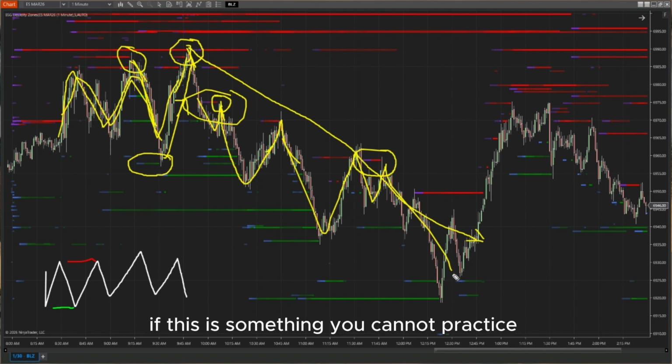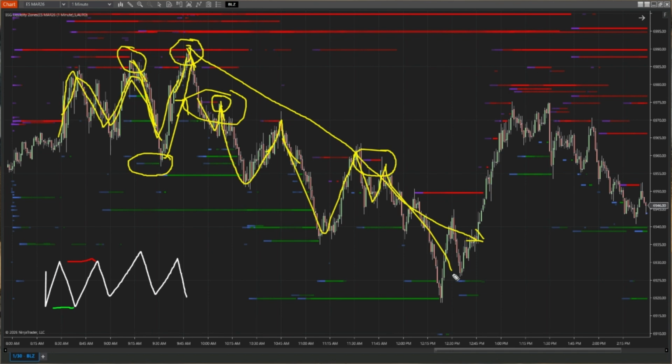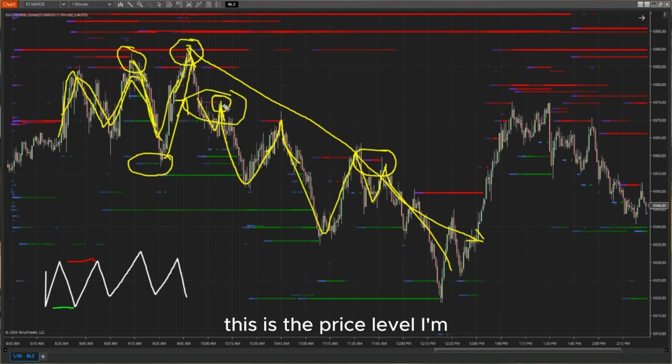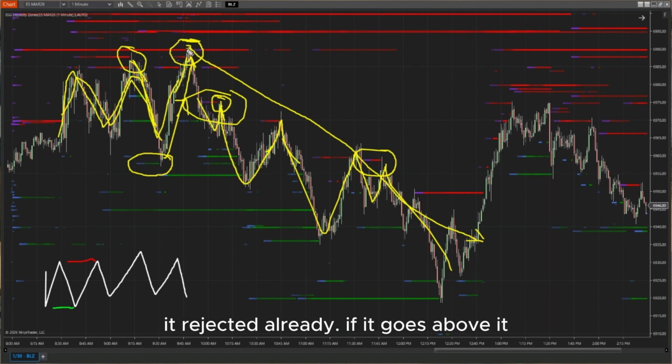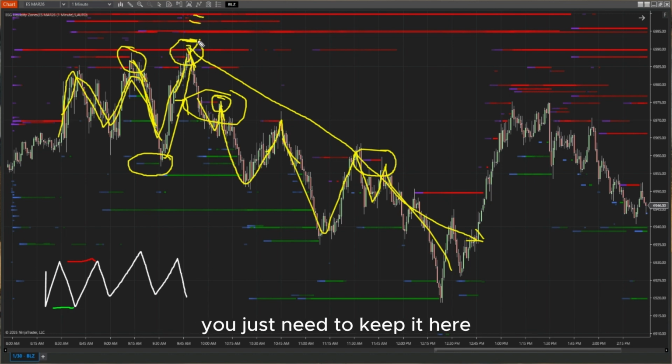If this is something you cannot practice in a couple of weeks and then start trading, I don't think there will be any other strategy. Here's the biggest difference between this and anything else you have, supply and demand or volume profile. There is no way for you to confirm immediately that this is the price level. With liquidity, I can put the stop right here. If I'm taking the short, I can put the stop right here because you took this liquidity, it rejected already. If it goes above it, the trade already failed. So you don't need to keep your stop way up, you just need to keep it here.